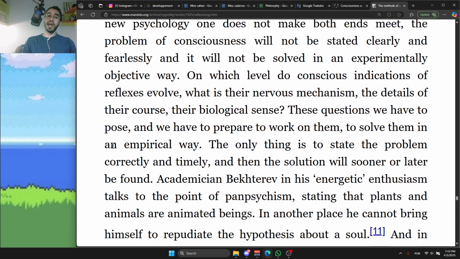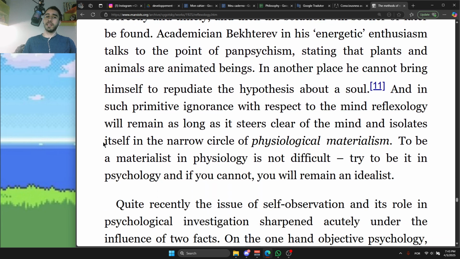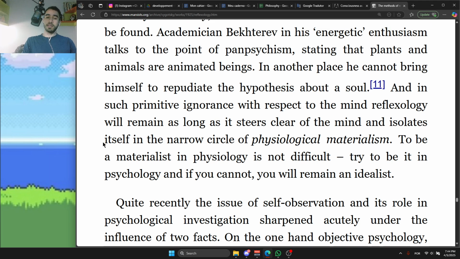The only thing is to state the problem correctly and timely, and then the solution will sooner or later be found. Academician Bekhterev, in his energetic enthusiasm, talks to the point of panpsychism, stating that plants and animals are animated beings. In another place, he cannot bring himself to repudiate the hypothesis about a soul, and in such primitive ignorance with respect to the mind reflexology will remain as long as it steers clear of the mind and isolates itself in the narrow circle of psychological materialism. To be a materialist in psychology is not difficult. Try to be it in psychology, and if you cannot, you will remain an idealist.